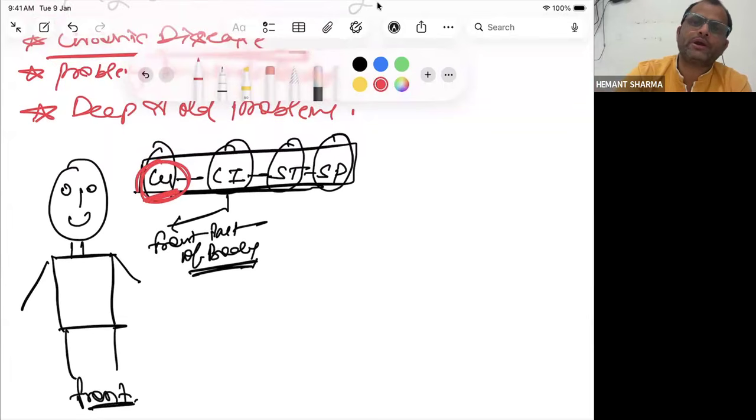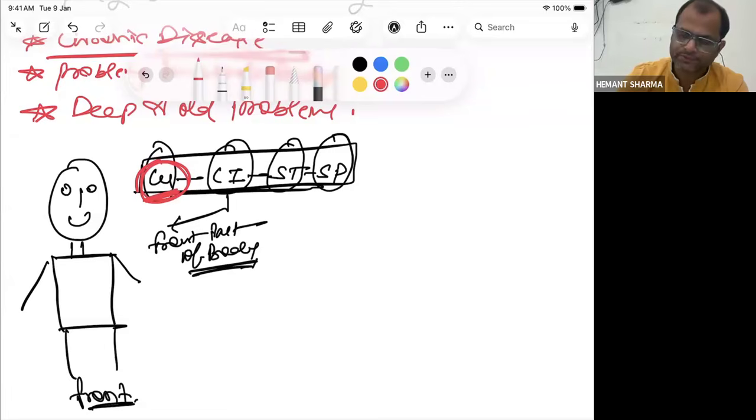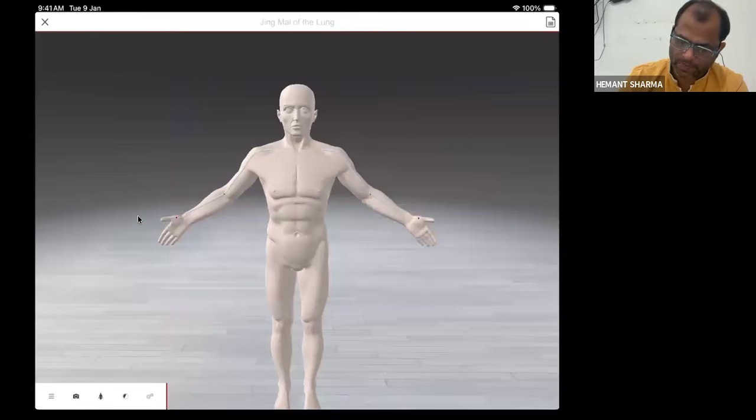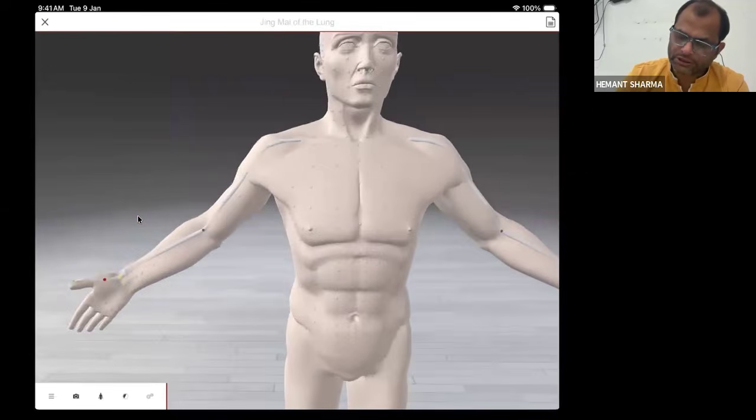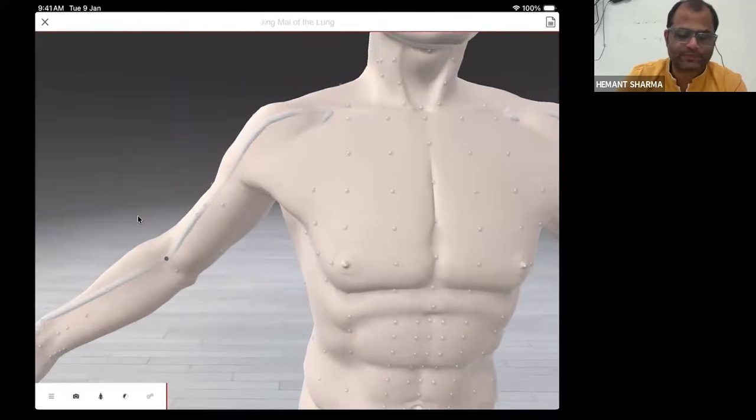So what is the problem? Just, I will make one imaginary problem for understanding this. It might be cough and cold also, any problem of the lung also. But let me choose the meridian so that you can understand in an easy way. So let's try this meridian route. So we can see this is the lung meridian.